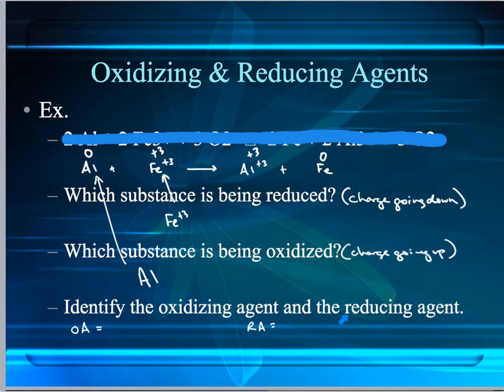So identify the oxidizing and reducing agents. Well, remember, it's the opposite thing. So the substance being reduced here was the Fe plus 3 ion. So that means that's actually the oxidizing agent. And the reducing agent is really the thing being oxidized, and that would be aluminum in this example. So don't let that confuse you. That's all that means, right? It's going to be the opposite of whatever is happening to it.